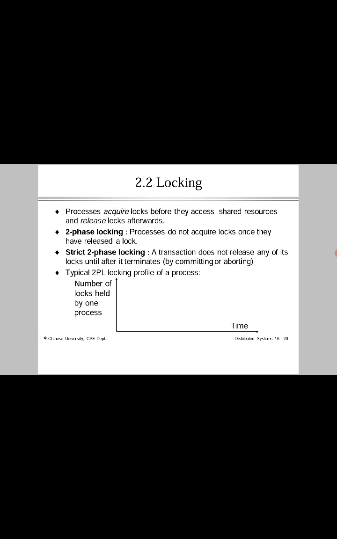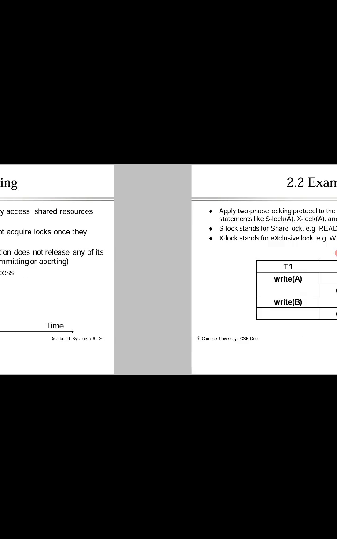The second algorithm is two-phase locking. What is two-phase locking? Processes do not acquire locks once they have released a lock. It means that in two-phase locking, whenever a process is locked or a resource is locked, it doesn't allow any further or new locks to be processed. That is two-phase processing.